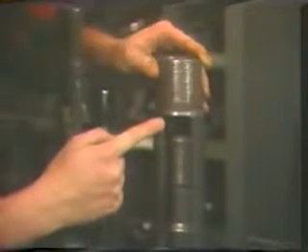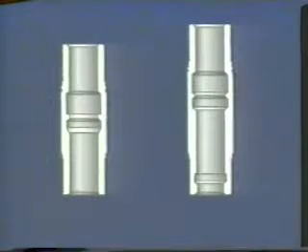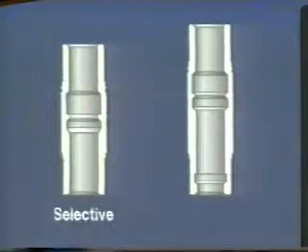Some landing nipples have an additional profile machined internally to locate the running tool for proper positioning of the lock mandrel during the running procedure. The most commonly used landing nipples are available in two different types. These are selective landing nipples and no-go landing nipples.